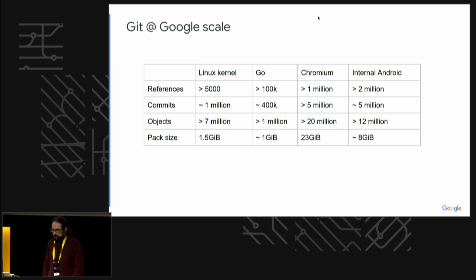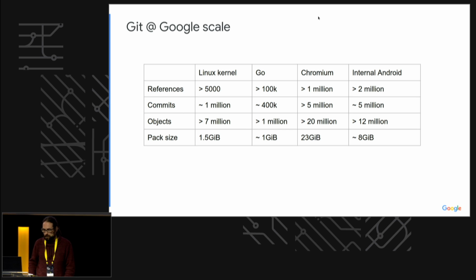And the kernel has 7 million objects. Well, Chromium has more than 20 million. And when you put that all together in your pack file, you end up with a repository of 23 gigabytes. So definitely, that's not a size of a file that you want to send through the wire, and even manipulating it in the server can be problematic.